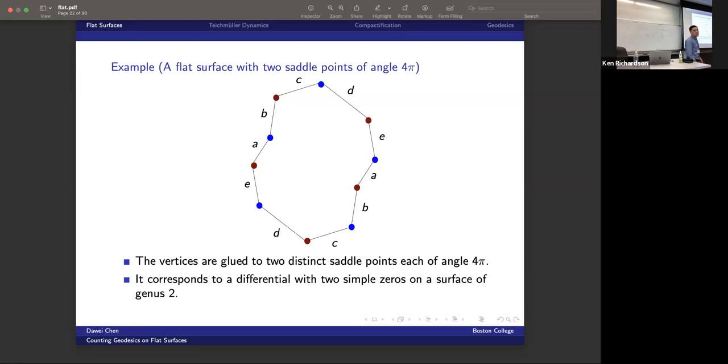However, this picture is different from the previous one. It's because, first, we have two different sets of points, and secondly, each set of points has a smaller angle, that is 4π instead of 6π. Any questions about this example?